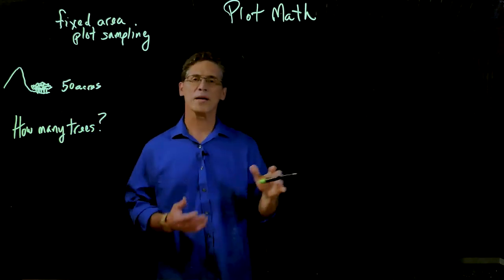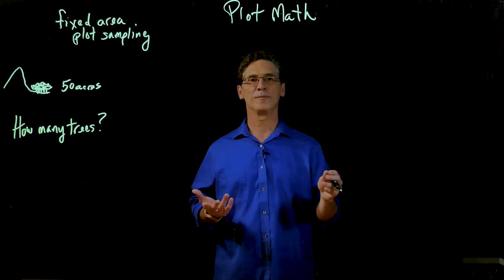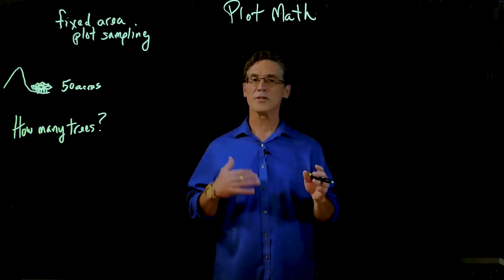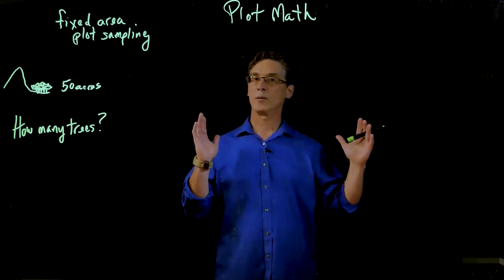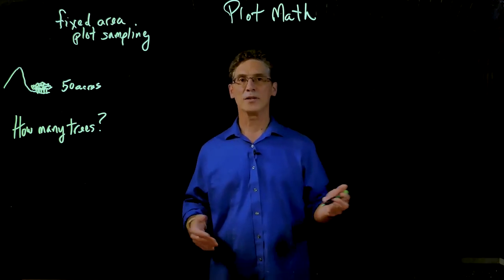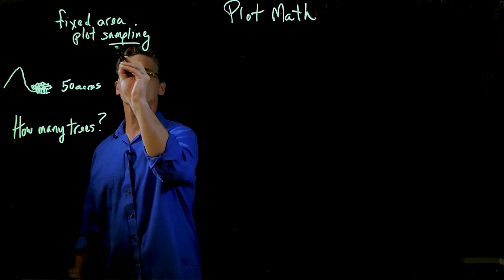Okay, so think about the process of going over 50 acres and counting every tree. That would be very challenging to do. So instead of actually going and counting every tree, we're going to count a sample of trees and then extrapolate that out to the entire property. So that's where the sampling comes in.